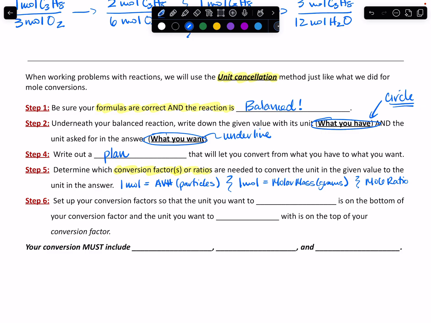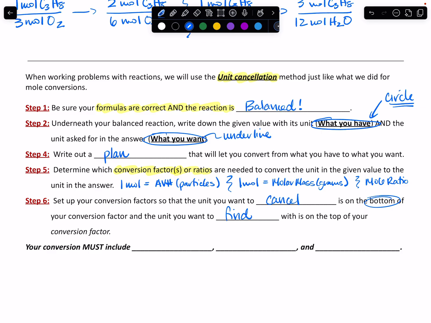All right, we're going to set up our conversion factor so that the unit that you want to cancel is on the bottom of your conversion factor, and the unit that you want to find or get to or achieve, whatever you want to say here, is on the top of your conversion factor.